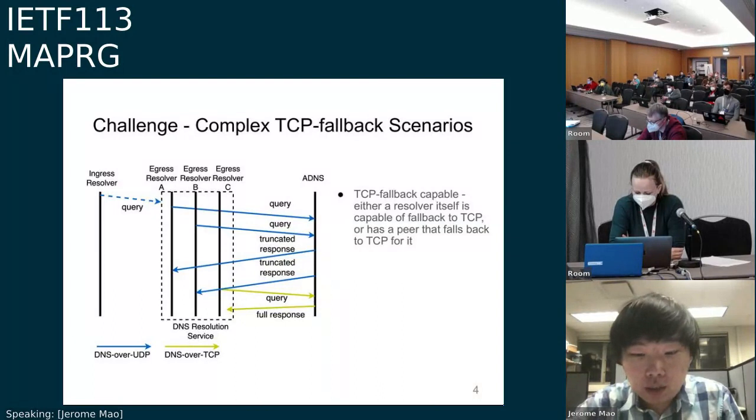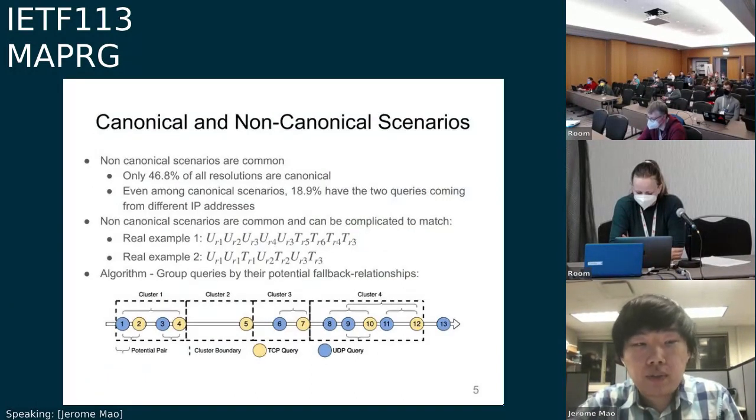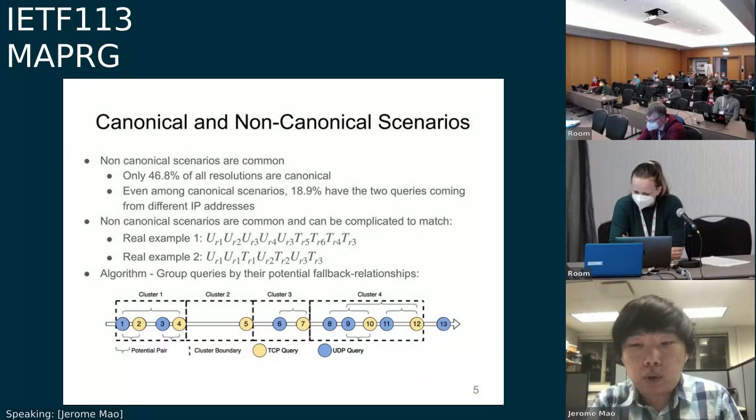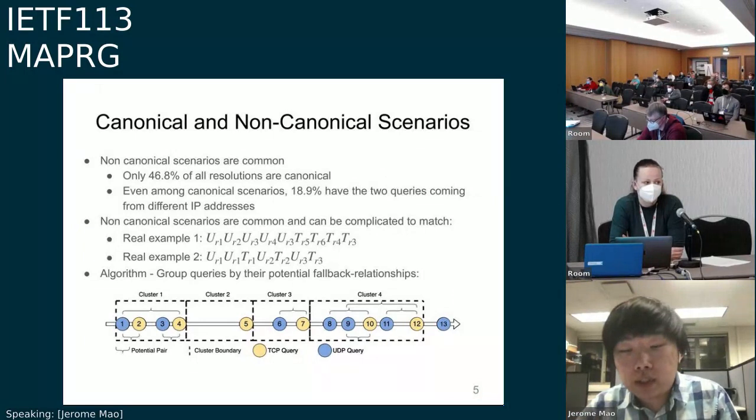And in fact, the non-canonical scenarios are very common. In our data sets on the resolvers, only 46.8% of all the resolutions are canonical. And even for the canonical scenarios, 18.9% have the two queries coming from different IP addresses: a UDP query from one IP address and a TCP query coming from another IP address. And for the non-canonical scenarios, sometimes it can be very complicated to match the UDP query and TCP query.